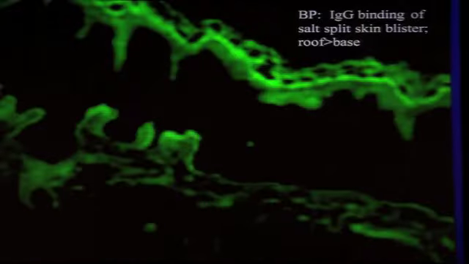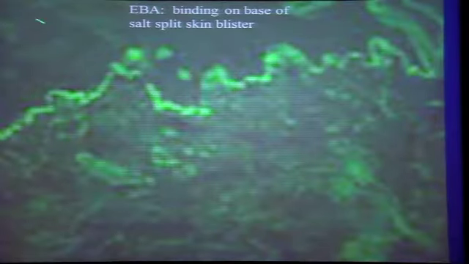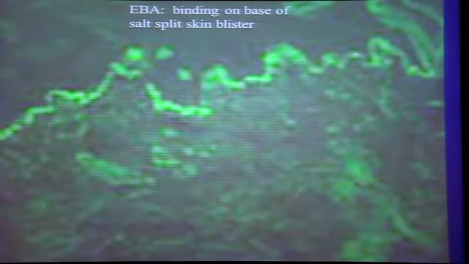You see the binding is present on the roof of the blister here. This is one where there's some binding on both the roof and the base. And this was binding on the base. There's the roof of the blister here, so this was EBA, and that's helpful.